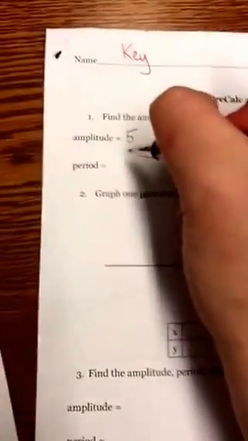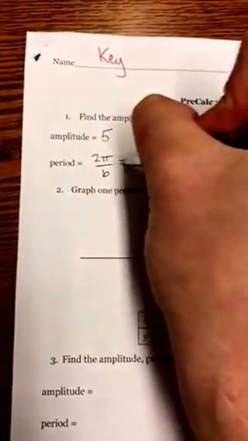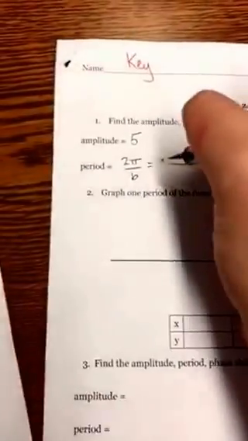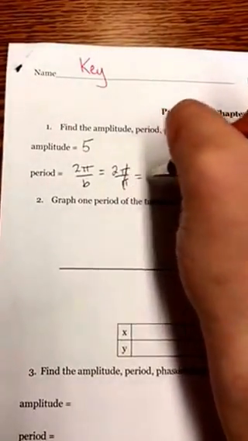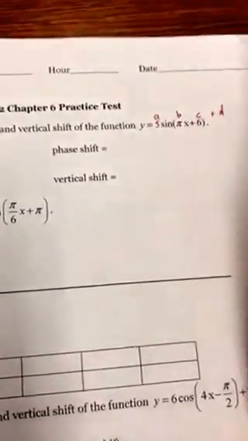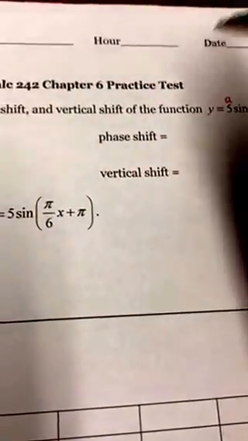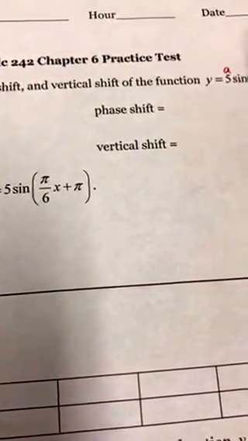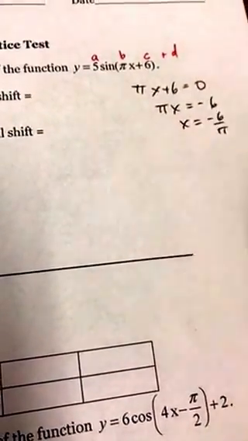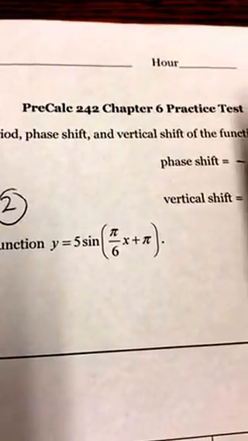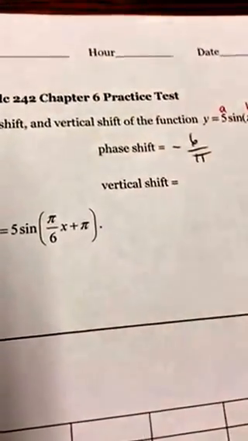Period for sine and cosine is 2 pi over B, and B in this case is pi, so we will have 2 pi over pi, which will cancel each other out, and our period will simply be 2. Phase shift, this is what we called starting point, so we're going to set the parentheses equal to 0, so pi x plus 6 equals 0. Pi x equals -6, x equals -6 over pi, which is ugly, but that would have been our starting point if we had to graph this one, which thankfully we don't. Our vertical shift would be the number on the outside. There is none.